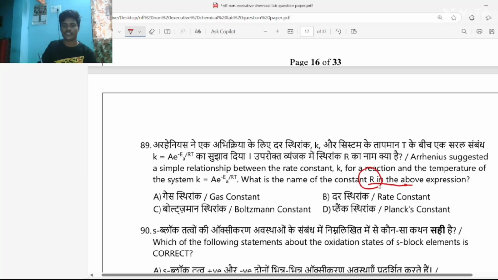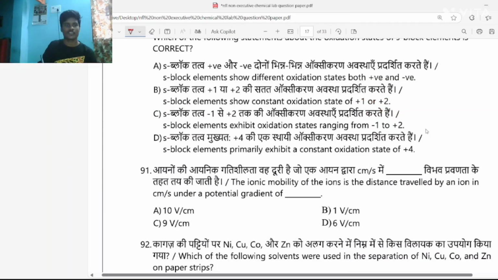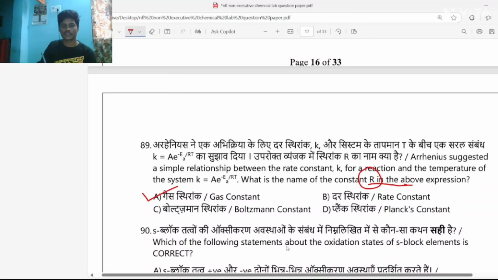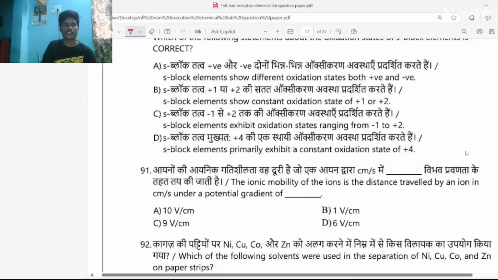S block elements show different oxidation states, positive or negative? No, never, because they are metals. Since they are metals, they cannot show negative oxidation states. So it is not a right answer. S block elements show constant oxidation states +1 and +2. Option B is the correct answer, because for alkali metals the oxidation state is +1, and alkaline earth metals, that is second A group, have the oxidation state +2. So option B is the correct answer.